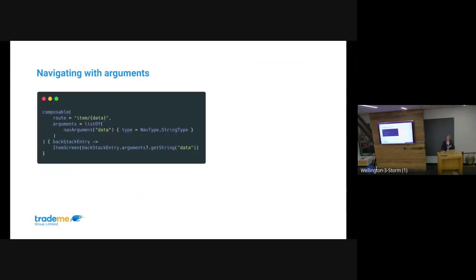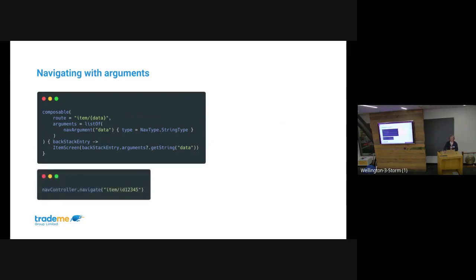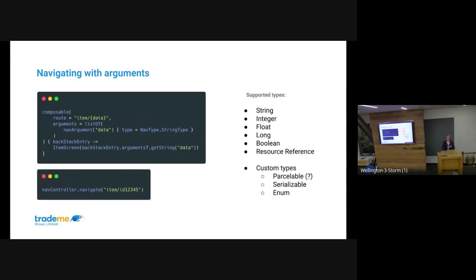How to navigate with arguments. When you add composables to the nav graph builder, you need to also define the arguments that we expect. So here we define a key for our data, and then we define its type. String is the default type, but there are a whole bunch of other types you could use if you want to. So here we are navigating to the item screen and passing in an ID as part of the route. Just like that. And these are all the types that are supported.